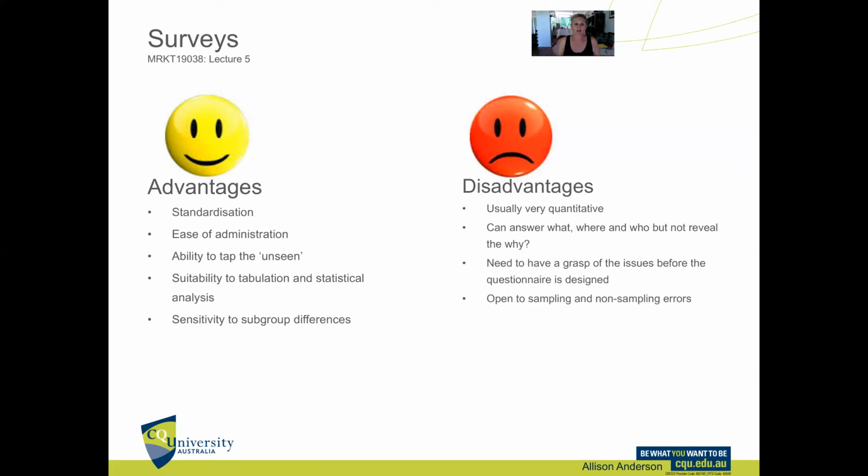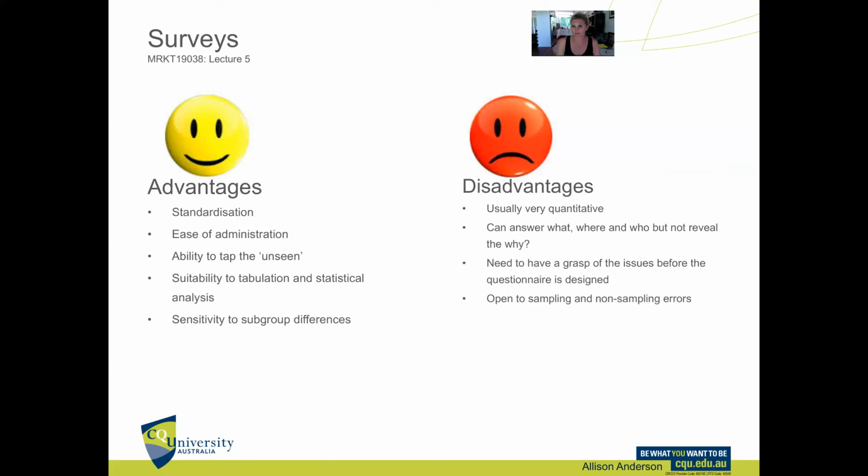But in general, the advantages of surveys are that they're standardised, they're easy to administer, they have an ability to tap unseen things if you ask the right questions, which is very important. They're suitable to tabulation and statistical analysis, again, if you design your survey correctly and well. And it has a sensitivity to subgroup differences. So you can actually measure within groups, between groups, what relies on what, back to our correlation and causation. You know, as people get older, they prefer to stay in more expensive hotels.